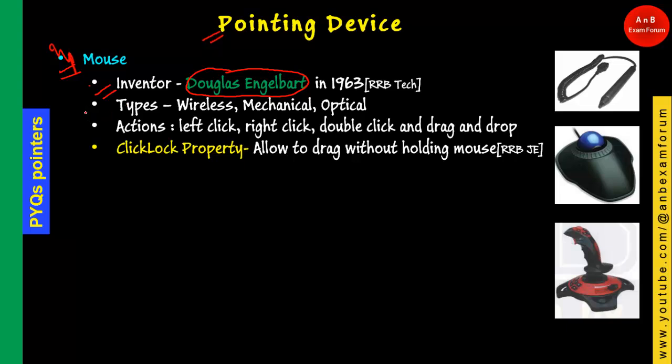And as you know, there are three types of mouse: wireless, mechanical, and optical. Previously, in the early days, mechanical mice were used, and later optical mice were used.